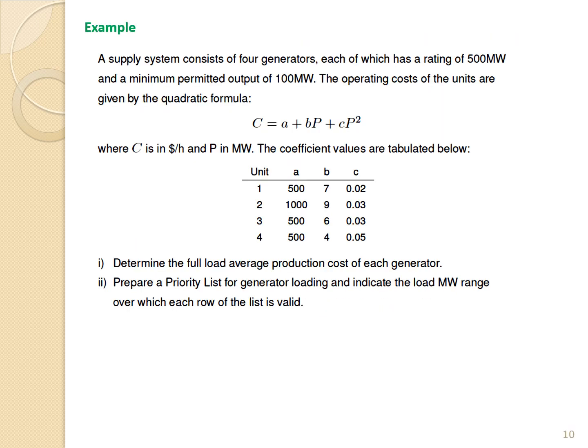In this example, four generators are given and the minimum and maximum power output of each of the generators is also specified, and the cost function is given by the quadratic formula with the cost coefficient also specified. We have to calculate the full load average production cost of each of the generators, and we have to prepare a priority list for the generator loading. Also in this question, the loading pattern is given, which we'll be showing in the next slide.